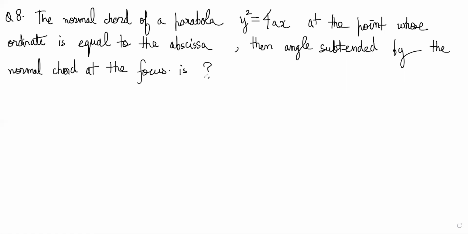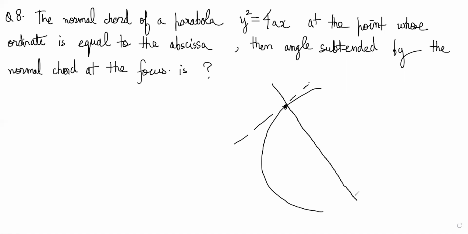So, a little not very well phrased, but the normal chord is basically a chord which is normal to the parabola at one end. So first of all, if I have a parabola and I draw a normal at this point, this will intersect the parabola again at a point, right? So it is also a chord. So this is called a normal chord. The normal at one end, and it is a chord, right?